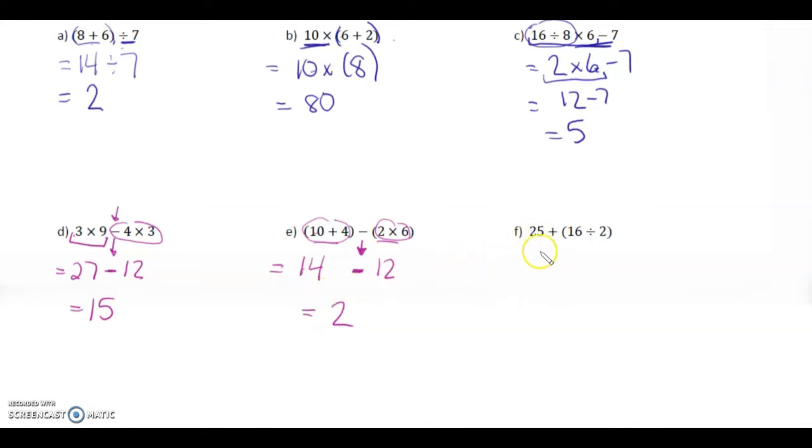Okay, F. We have 25 plus, and then bracketed 16 divided by 2. So let's just bring the 25 plus down. Okay, and we'll do the brackets first. So 16 divided by 2 is 8. Now 25 plus 8, we get 33.